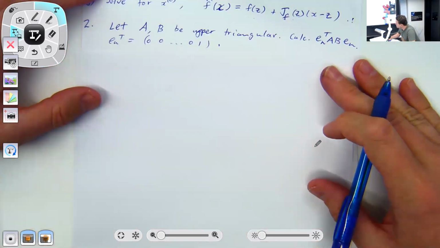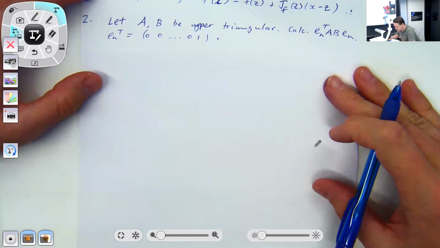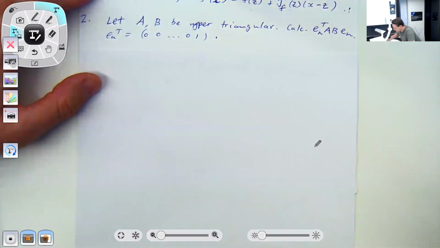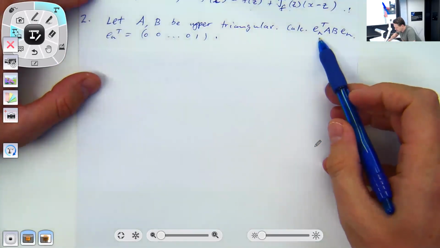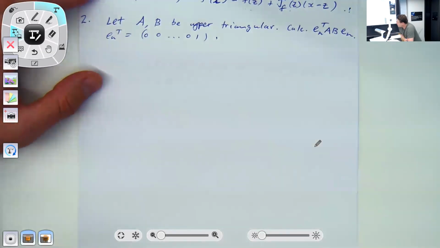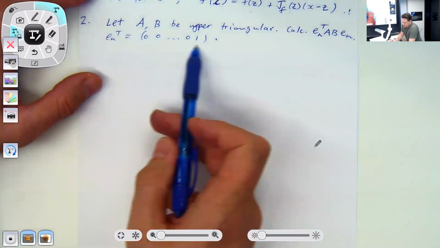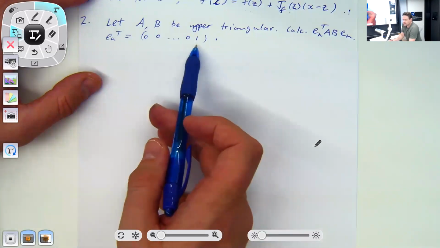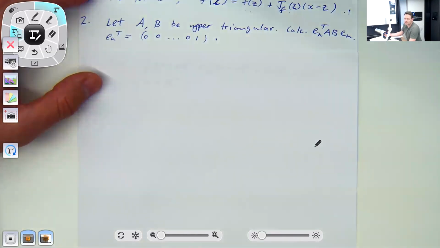All right, I'll put that up at the top. Our next question says, let A and B be upper triangular. Calculate e_n transpose times AB times e_n. Now, that's just the vector with zeros in it until you get to the last one, and there are 1, 2, 3, ..., n of these entries. So it has length n, but the last one has a 1 in it, and this is the transpose version, so I can nicely fit it in the row.